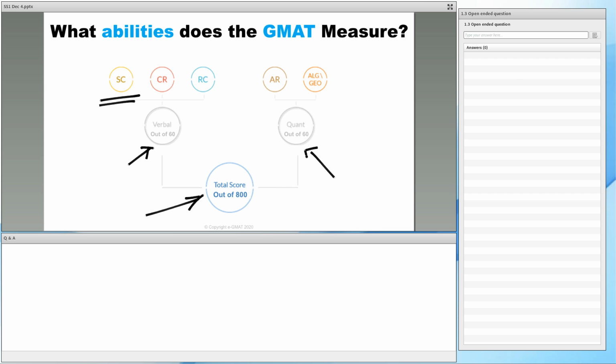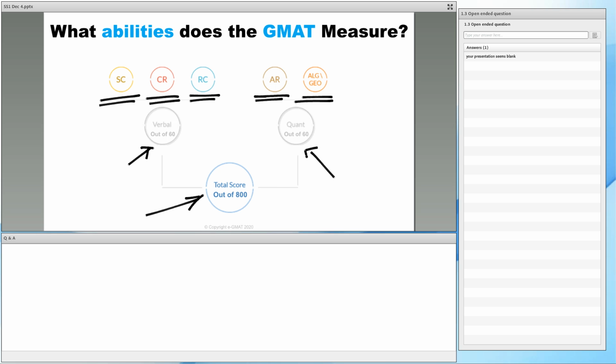Now your verbal score is composed of 3 independent abilities, which means you have an independent ability in SC, CR, and RC. Then your quant score is composed of 2 independent abilities, one in arithmetic, and the second a combined ability of algebra and geometry. So the beauty of this is, when you think about it, let's go over here.